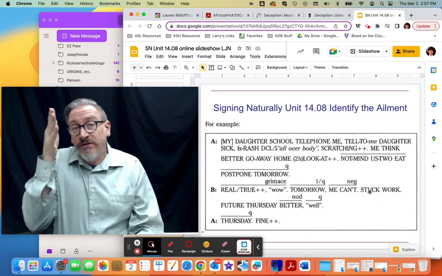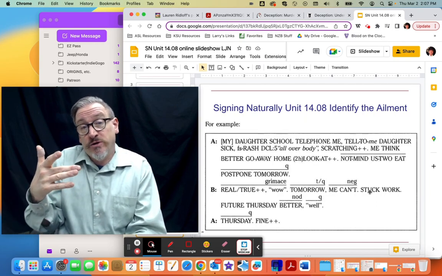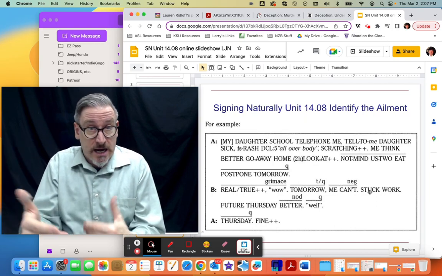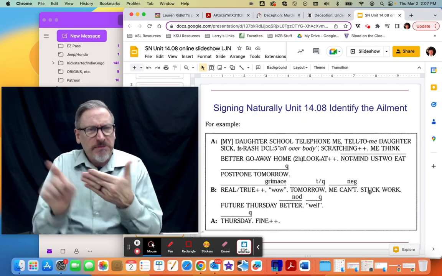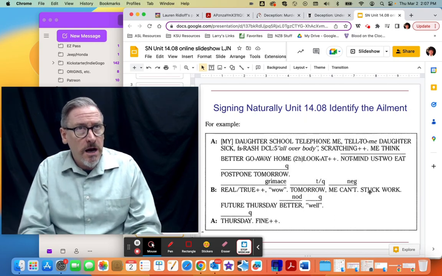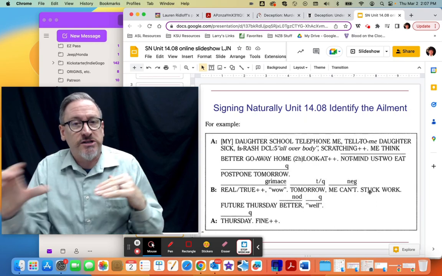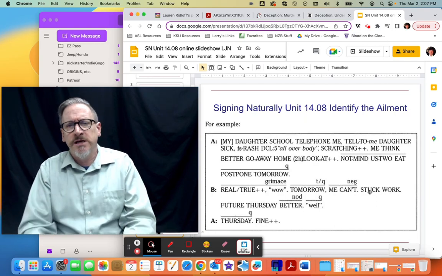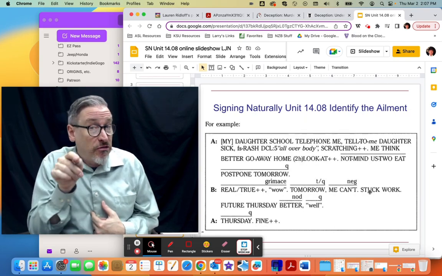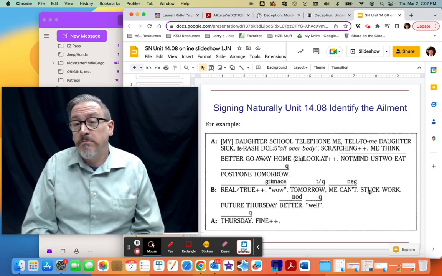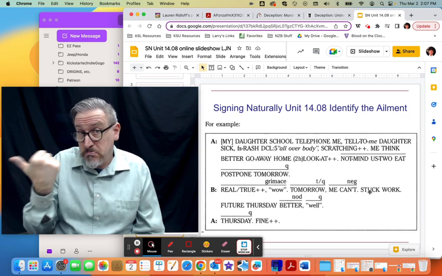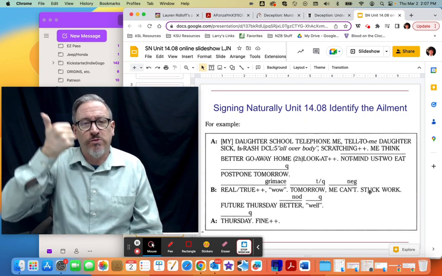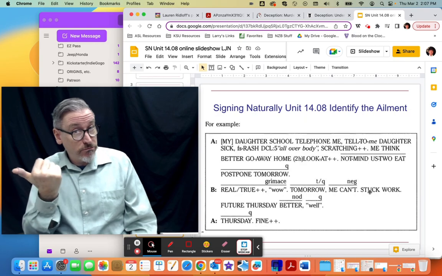So when we see future Thursday, it means the next Thursday in time. If we do next week Thursday, it literally means the next week. These two might be the same things depending on what day of the week it is, but this would just mean how about on Thursday? Better, better. It's like good, but it kind of wipes up better, better.